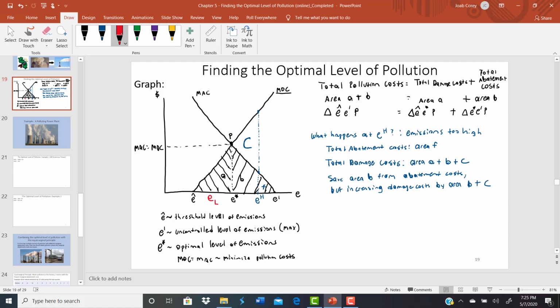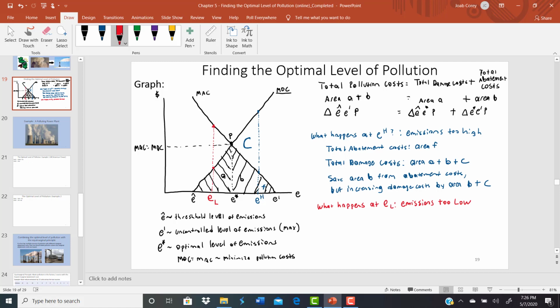So E, we'll do a subscript this time, L. What happens if we're at E_L where emissions are too low? Well, again, wherever we're at in terms of the number of emissions, you go up to our damage cost curve in order to figure out the damages caused by that number of emissions. And then you have to go up to your marginal abatement cost curve to figure out what the abatement costs are at that number of emissions.